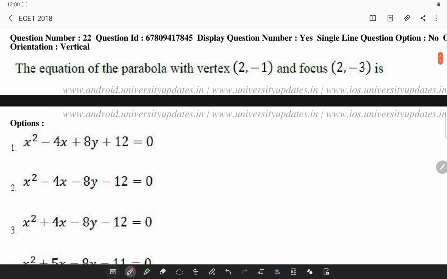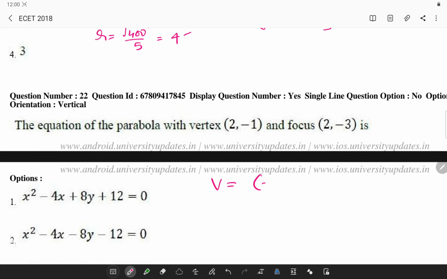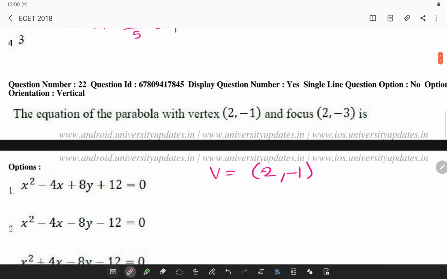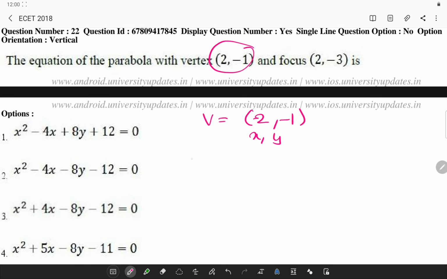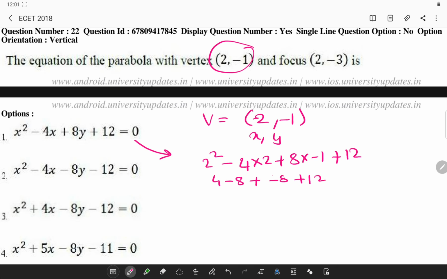So the next question, so here given vertex is 2 comma minus 1, so we shall substitute the value of x and y in this equation and verify from the options. So let's take equation number 1. So 2 square minus 4 into 2 plus 8 into minus 1 plus 12. So 4 minus 8 minus 8 plus 12. So 4 plus 12 minus 8 minus 8, that is 16 minus 16, which is 0. So this equation satisfies the vertex.